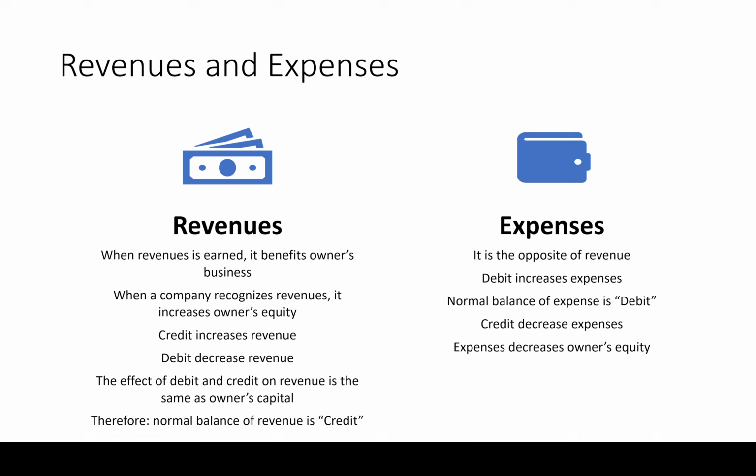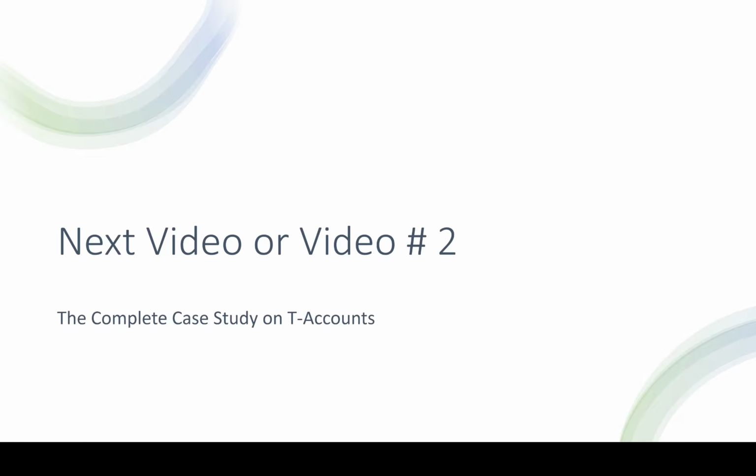When it comes to expenses, it's the opposite of revenues. When we spend money, it decreases equity. So when we are spending, we are actually debiting. When we debit, that means an increase in expenses, and the normal balance of expense, as I mentioned earlier, is debit. So with that, I would like to invite you to the next video, which is the complete case study on T accounts.